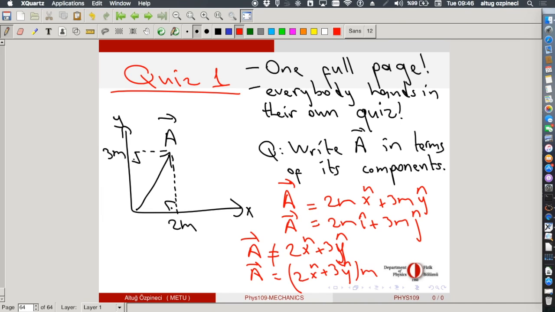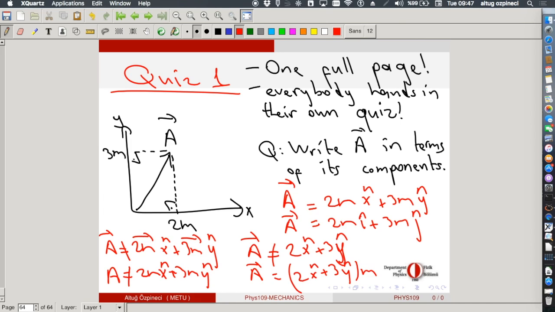This one is not fine. A is not equal to 2 meters plus 3 meters. These are wrong answers, because here you forget the vector sign. Here 2 meters is just a number, it's not a vector, you don't put a vector sign.